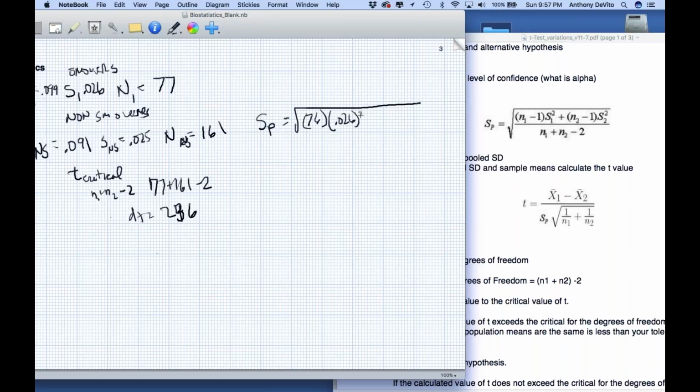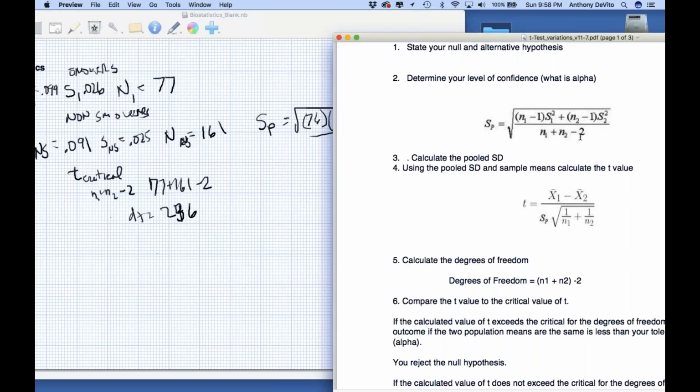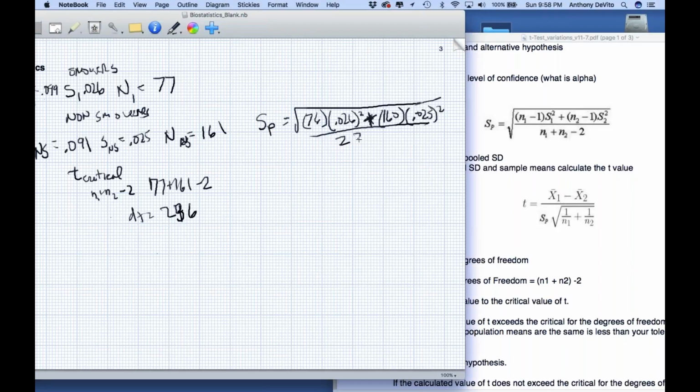0.026 squared. The number's a little funny, but as long as you keep doing what you need to do, it'll work out. Plus the sample size 2, which was 161, minus 1, in other words 160. That's a plus sign in there, sorry. 160 times the standard deviation for the second group squared, 0.025 squared, over the sum of these two minus 2. That's our 236 again. We're going to take the square root of that whole thing.